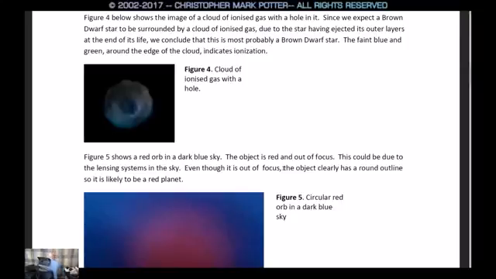Since we expect a brown dwarf star to be surrounded by a cloud of ionized gas, naturally, due to the star having ejected its outer layers at the end of its life. Isn't that crazy? We conclude that it's most possibly a brown dwarf star. The faint blue and green around the edge of the cloud indicates ionization. Figure 4, cloud of ionized gas with the hole in it. Yeah, it's the dust star.